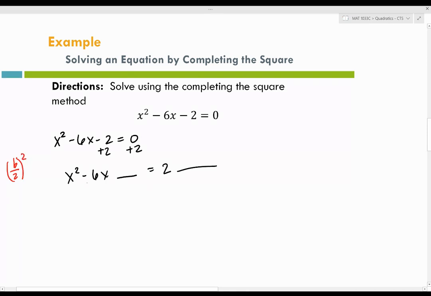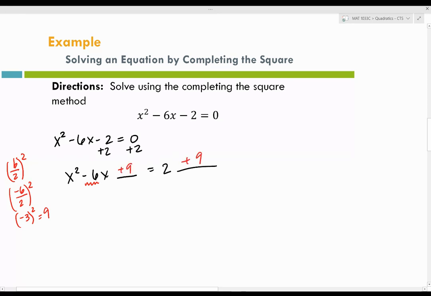To find that quantity, you're going to do (b/2)². And b is the coefficient that sits in front of x. So b is negative 6. So I have negative 6 divided by 2, and we're going to square it. Negative 6 divided by 2 is negative 3. And negative 3 squared is 9. So 9 goes in both of those parentheses.